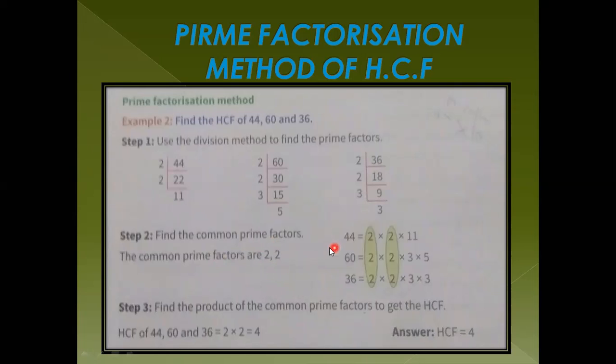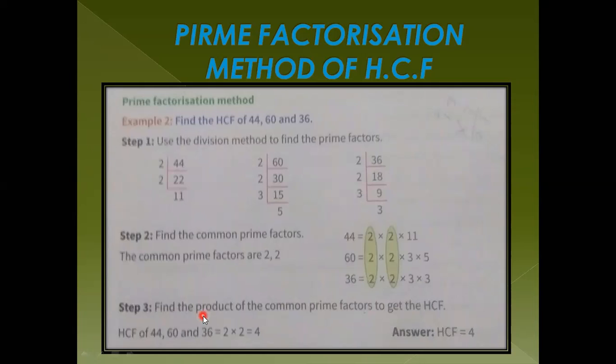Now we have to write the factors. 44 equals 2 into 2 into 11. Same way, 60 equals 2 into 2 into 3 into 5. Same way for 36, 2 into 2 into 3 into 3. In these three numbers, we take the common ones. In all three we have 2, 2. So the common prime factors are 2, 2.